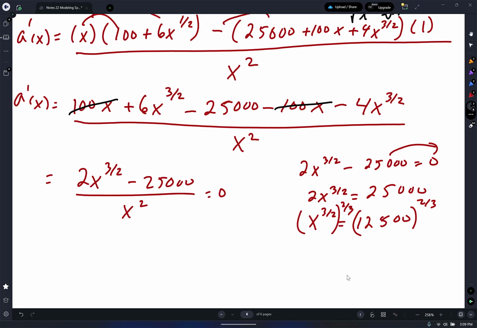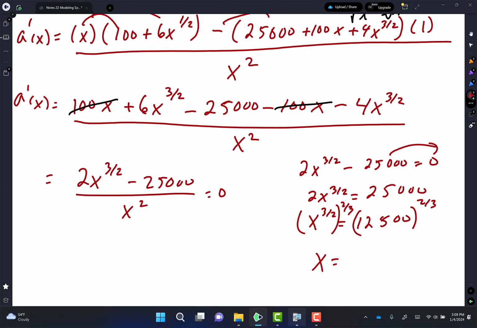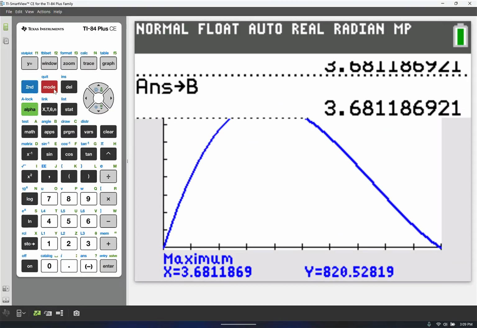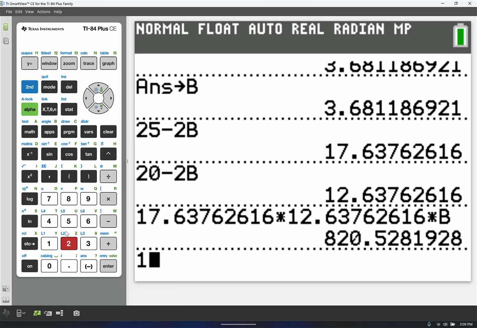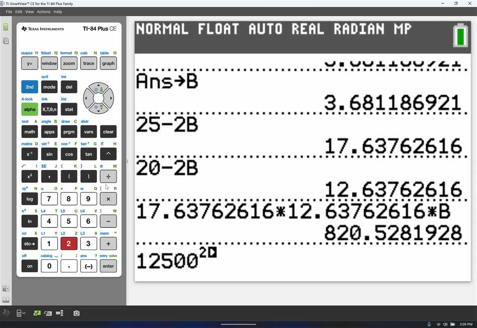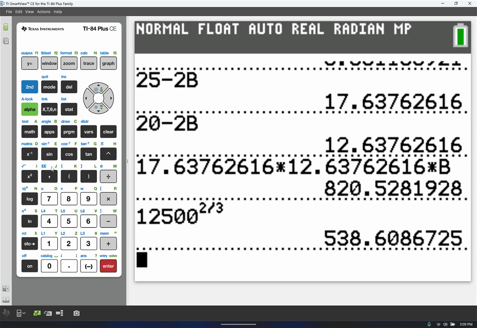All right, so let's see. I take my calculator. I don't know if that's a pretty number. I think it is a pretty number. 12,500 raised to the 2/3. It feels like it's a pretty number because of the 12,500. 12,500 caret 2/3. It's not a pretty number.